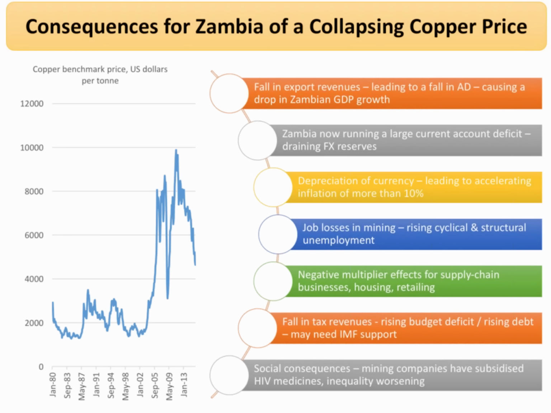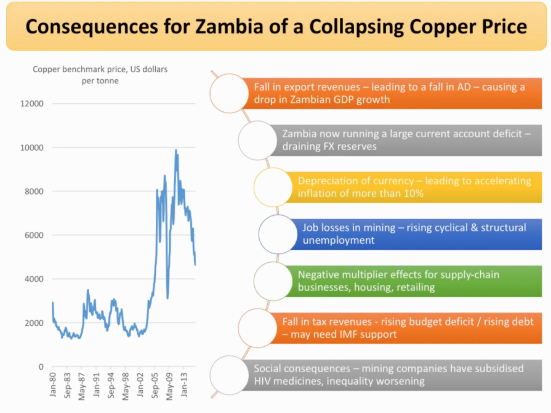If there are fewer jobs in mining, if wages are falling, that has a knock-on effect in supply chains. Crucially, Zambia, of course, does rely on tax revenue, particularly from mining. So that's falling, and Zambia is now running a sizable budget deficit. They may need to go to the IMF.